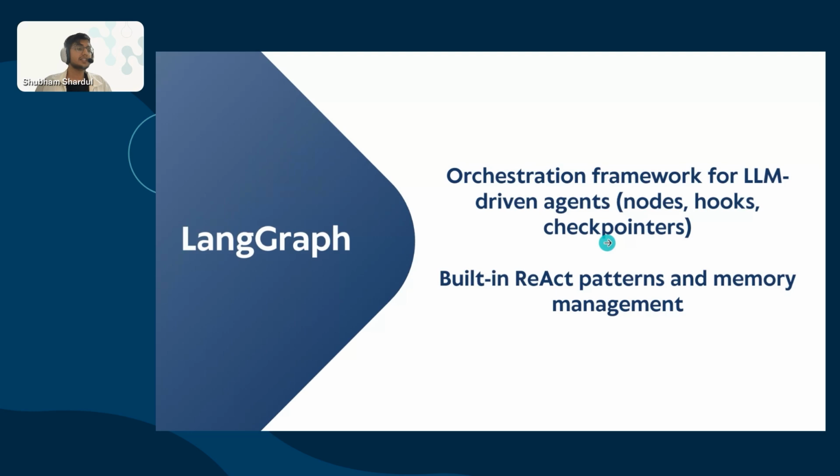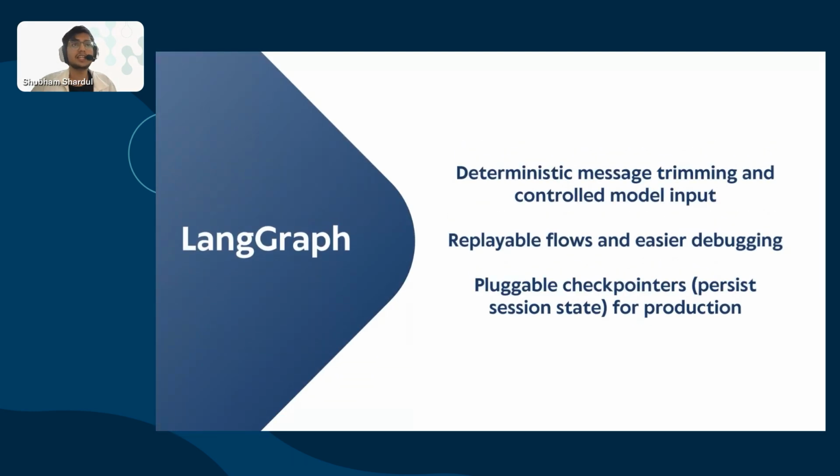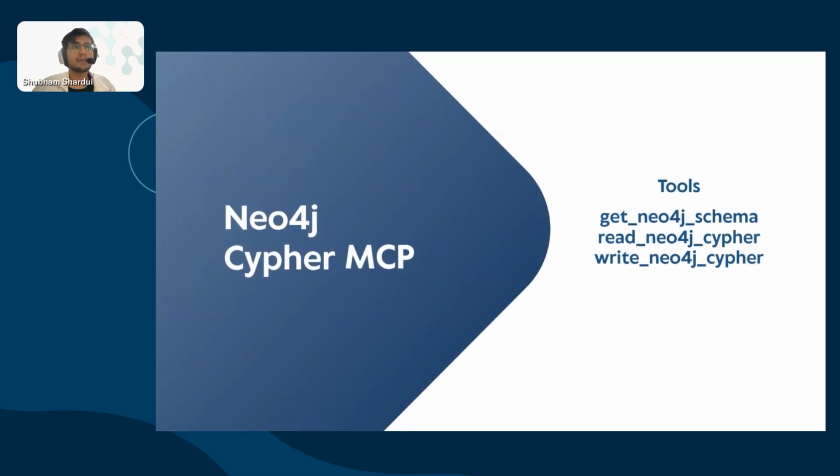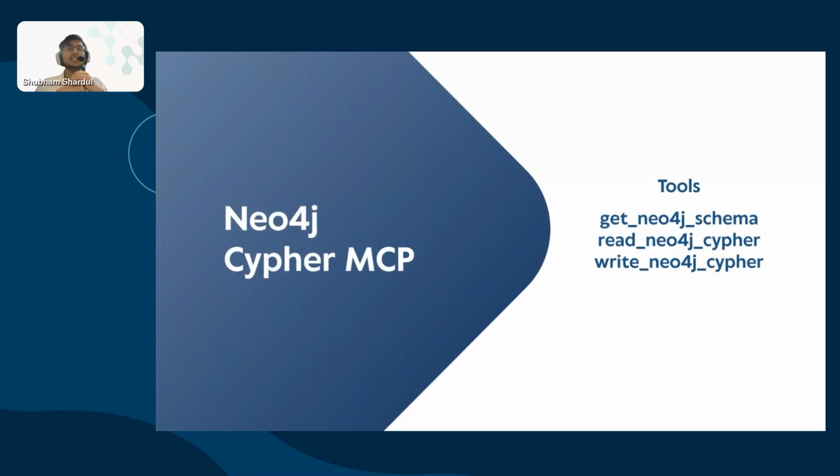So putting all this together, what we need is a concrete MCP server, and for the demo, that MCP server is for Neo4j Cypher. I'll just give you an example of the Neo4j Cypher MCP that we currently have. These are the three tools that we have currently. The first one is get Neo4j schema. The second one is read Neo4j Cypher, and the third one is write Neo4j Cypher.